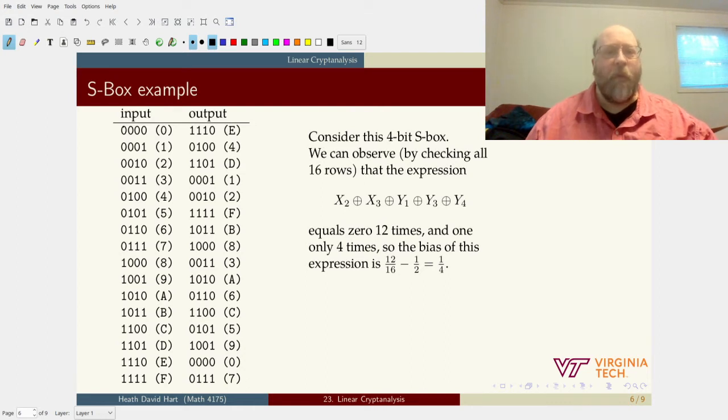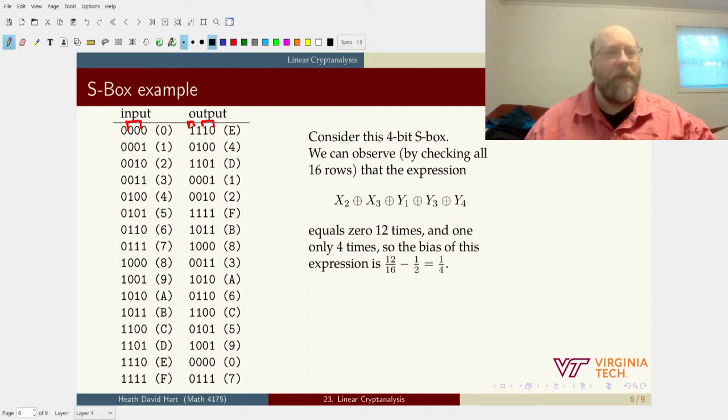So let's look at an example here. This is a 4-bit S box. This is not the one that's being used for AES. And if we check these bits here, X2 and X3, the input bits 2 and 3, and the output bits 1, 3, and 4, we find that the XOR combination of those 5 bits equals 0 12 times and 1 only 4 times.